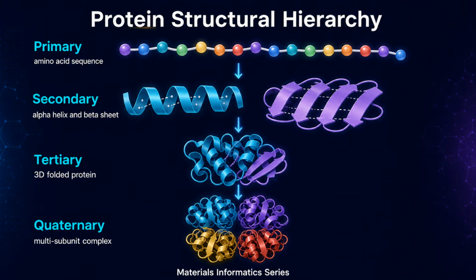The primary structure is simply the amino acid sequence connected by peptide bonds, like glycine-proline-alanine-serine. The secondary structure refers to local folding patterns: alpha helices, which are helical structures, and beta sheets, which are planar structures connected by loops. The tertiary structure is the three-dimensional folding of the entire polypeptide chain, stabilized by hydrophobic interactions, hydrogen bonds, and disulfide bonds. Finally, the quaternary structure is the assembly of multiple subunits, like hemoglobin, which has 4 subunits.